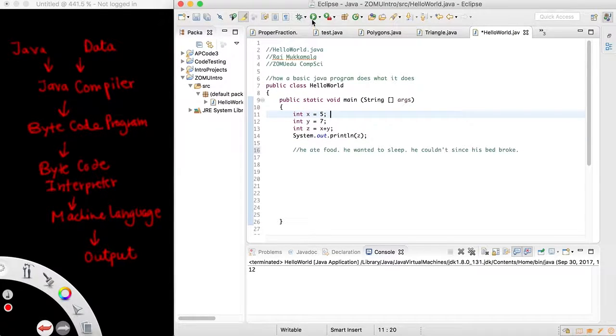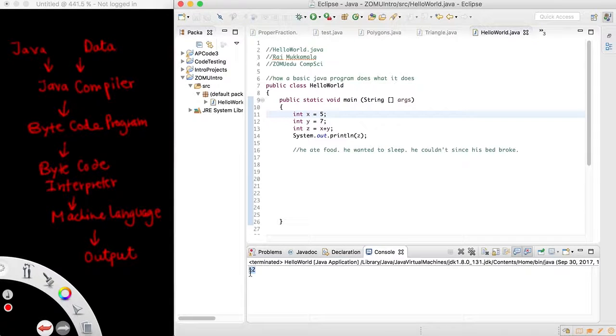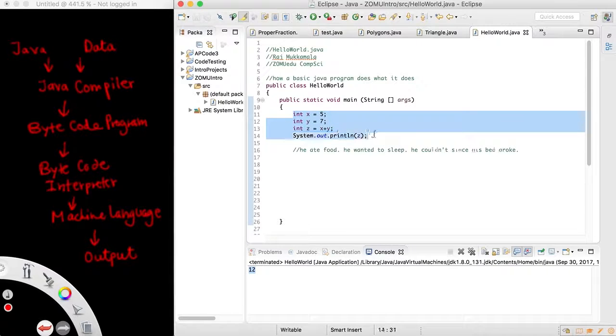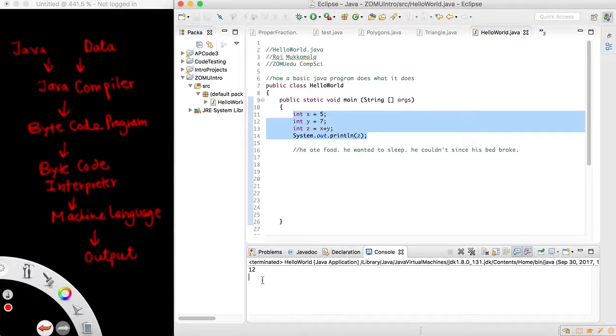So when I run the program by pressing this play button, it displays 12, which is correct. 5 plus 7 is 12. So how did I go from this arbitrary language called Java into displaying something that actually is correct and makes sense? Well, I went through these 6 steps.